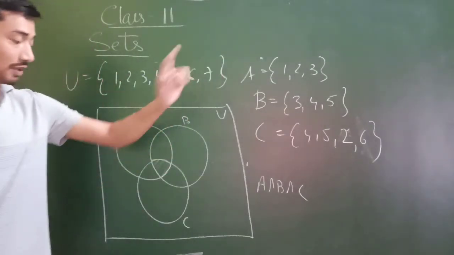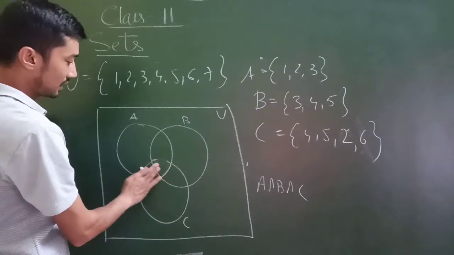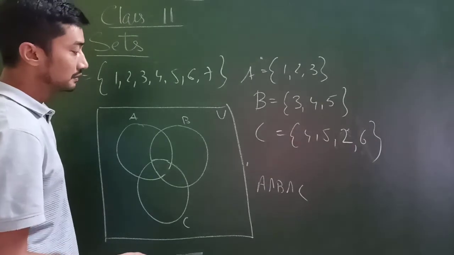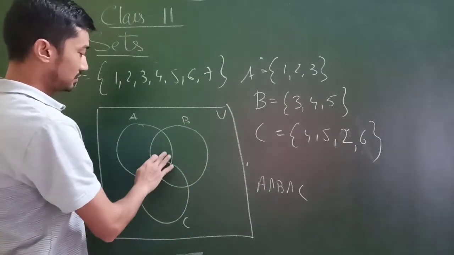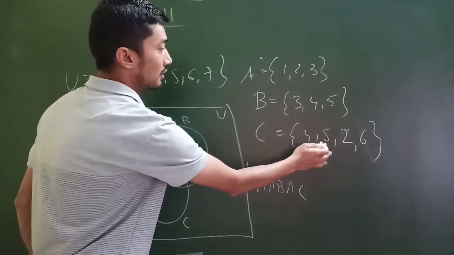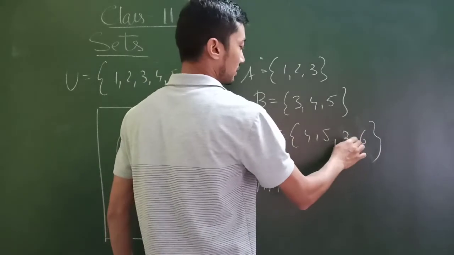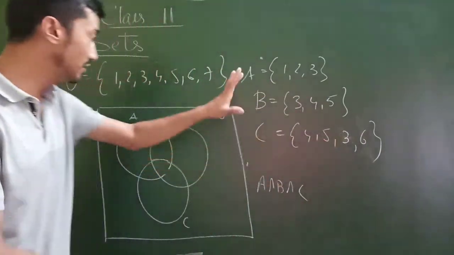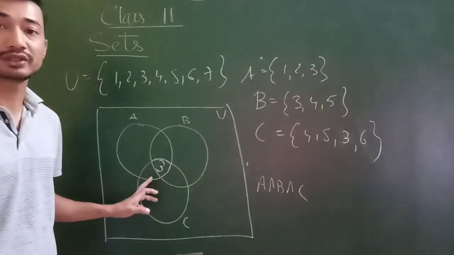Only the sets are defined visually, it will be clear. We write visually, the universal set is there. The common element among all three is 4? No, it should be 3. The common element for all the 3 sets is 3, so we write that in this region.